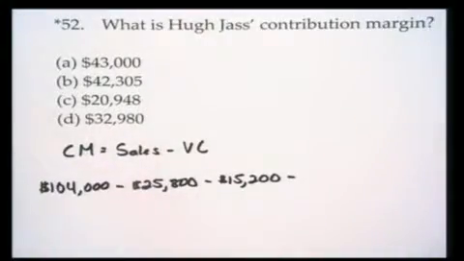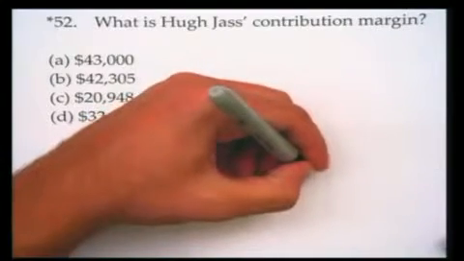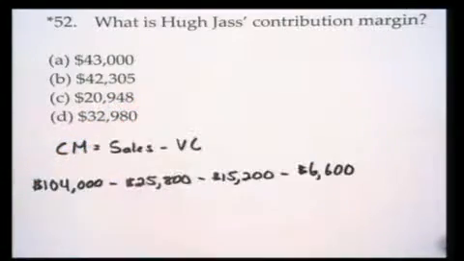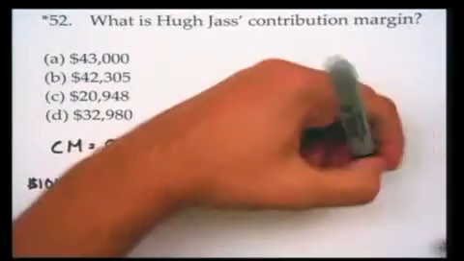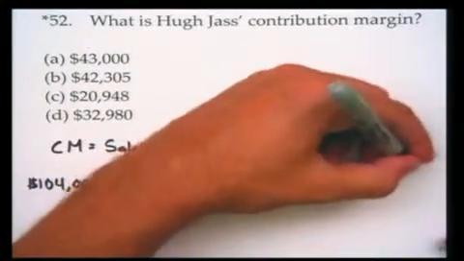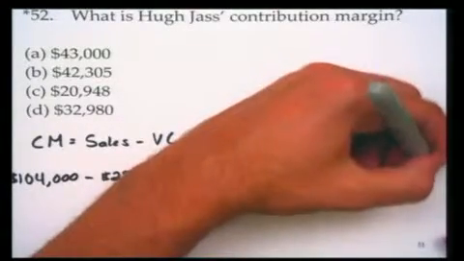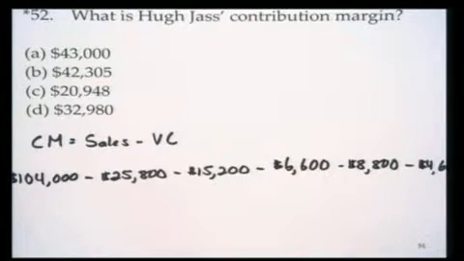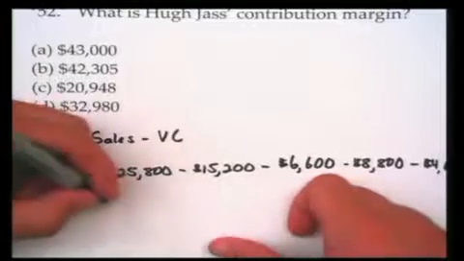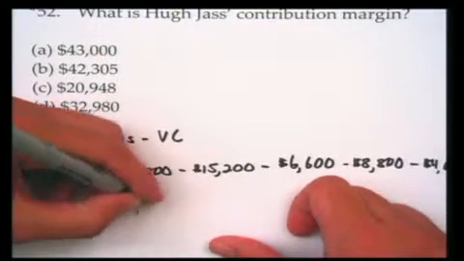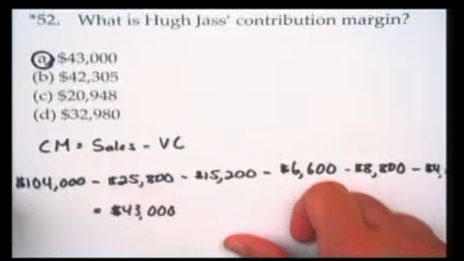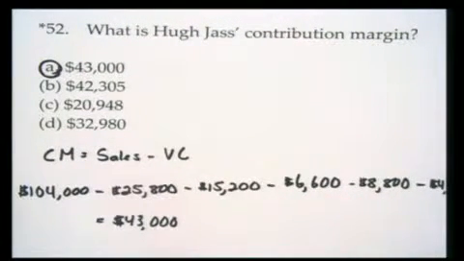Variable costs, we've got factory overhead, which is $6,600. Minus, we happen to have other variable expenses that amount to $8,800. Minus, we have the last administrative, which are still variable, of $4,600. So if we take 104,000 minus 25,800 minus 15,200 minus 6,600 minus 8,800 minus 4,600, we get $43,000.